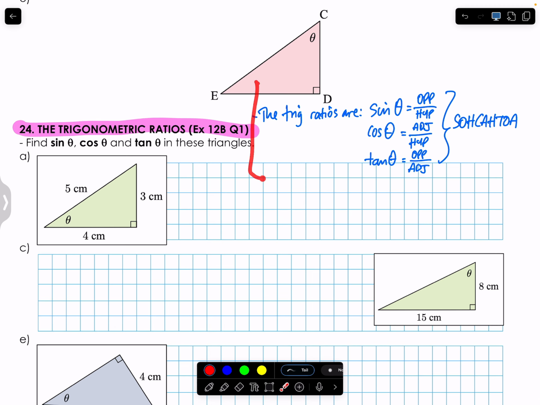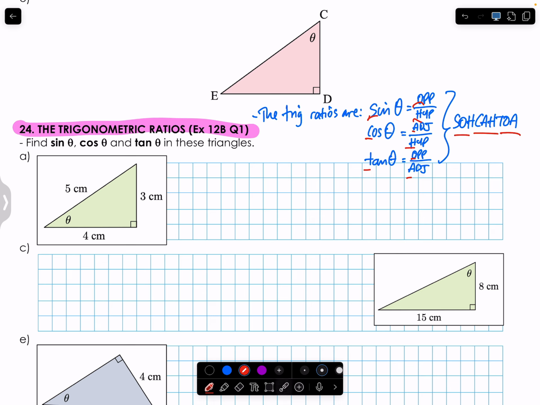The only other thing you need to get is this. You may have heard of SOHCAHTOA before. Where does SOHCAHTOA come from? Because the trig ratio, sine of theta, is opposite divided by hypotenuse. The cosine of theta is adjacent divided by hypotenuse. And tan of theta is opposite over adjacent. If you look at the first letter of all of those things, S, O, H, that's SOH. C, A, H, that's CAH. And T, O, A, that's TOA. So in maths, we teach you SOHCAHTOA, so it's easy to remember these trig ratios.